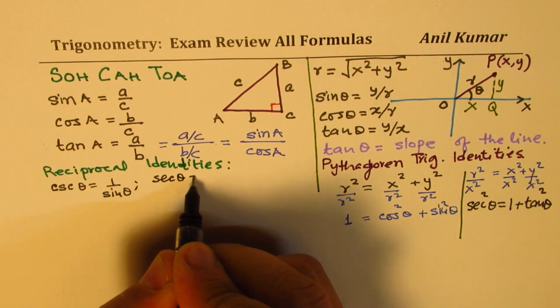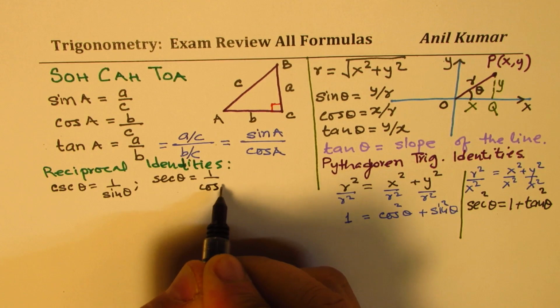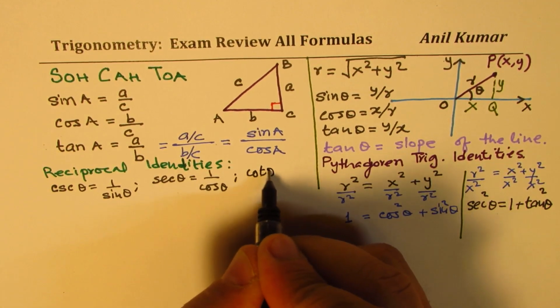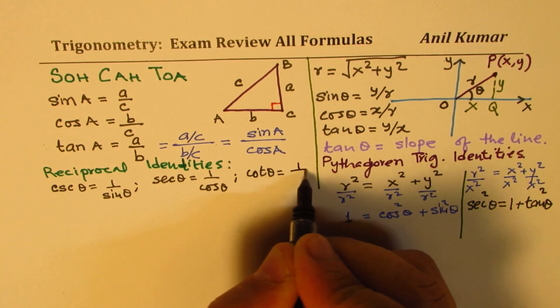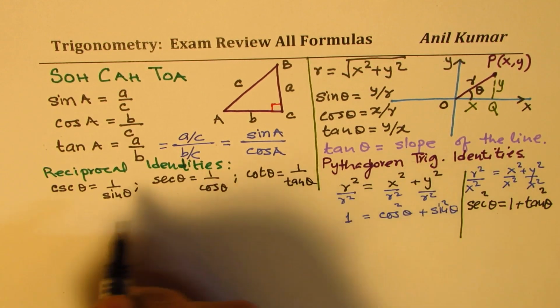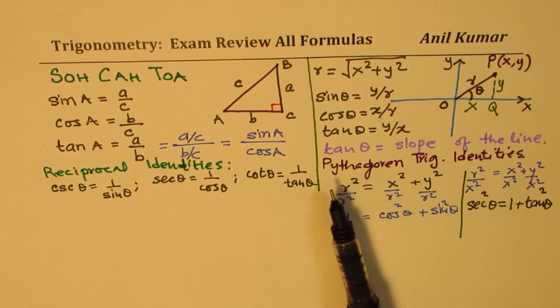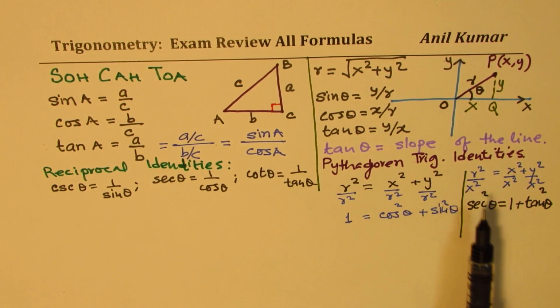Secant theta is 1 over cos theta. And cotangent theta, written in short as cot, is 1 over tan theta. So these are our reciprocal identities. When we are writing the Pythagorean identities, you will see many of these reciprocal identities.